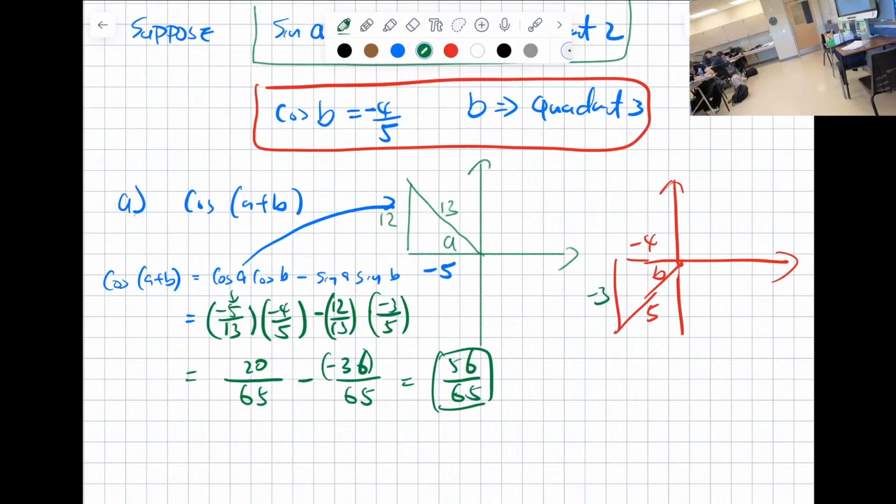Is that okay? Yep. No, because of the minus sign, I don't make a mistake. Any other questions?